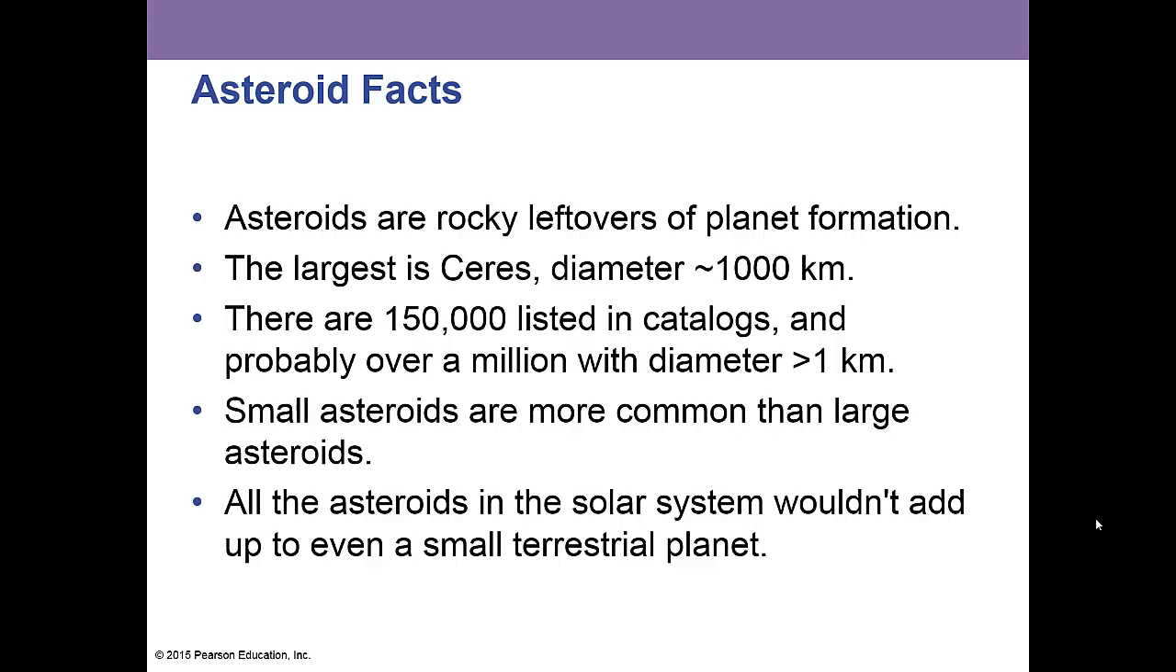Here are some asteroid facts for you. Asteroids are rocky leftovers of planet formation. The largest asteroid is Ceres, about 1,000 kilometers or 600 miles across. There are 150,000 listed asteroids in catalogs, and probably over 1 million with a 1 kilometer diameter or more. Smaller asteroids are more common than large asteroids, and all the asteroids in the solar system would not add up to even a small terrestrial planet.